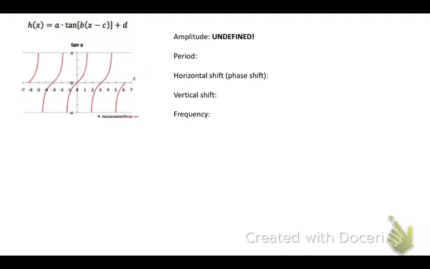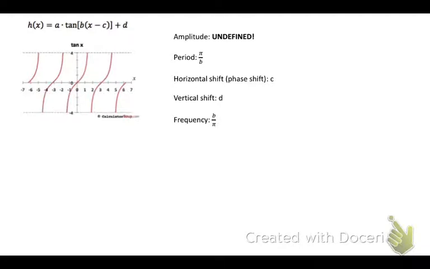Okay? The period is pi over b. For sine and cosine, it was 2 pi over b. For tangent, it's pi over b. Horizontal shift is still c. Vertical shift is still d. Frequency, instead of being b over 2 pi, for tangent, it's b over pi. Okay, and then I want you to add one. The midline is y equals d, just like it was in other ones. And then the asymptote is the period divided by 2. So once you find the period, you can divide that by 2 and you'll get your asymptote. Okay?